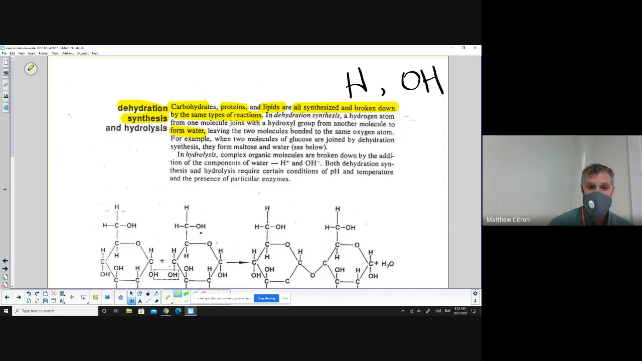So I'm just highlighting form water. It leaves behind the two molecules bonded to the same oxygen atom. Do we want to highlight that oxygen atom, or can we leave that off for right now? Let's leave it off for right now. We can always come back if we feel like we need to. For example, when two molecules of glucose are joined by a dehydration synthesis, they form maltose and water, see below. I am going to highlight the see below, and then I'm going to let myself know that I should definitely look below. I don't think that you would be surprised to look below at the big picture that's underneath of there, but just in case, perhaps.